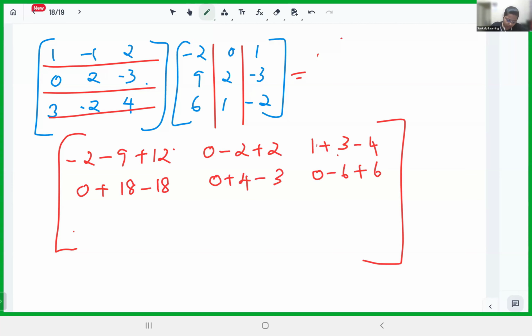Now, the third row is this one. 3 into minus 2 is minus 6. Then minus 2 into 9 is minus 18. Plus 4 into 6 is 24. Right. Now the third row into second column.